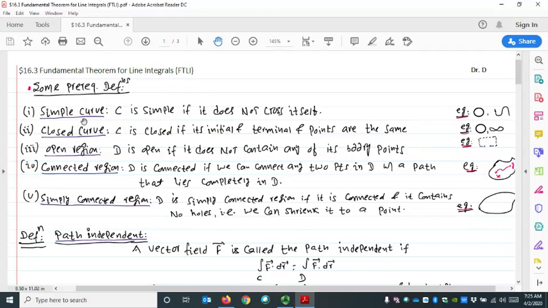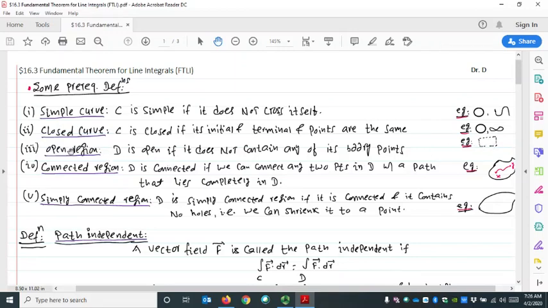Simple curve. C is simple if it does not cross itself. Here's an example. Closed curve. C is closed if its initial and terminal points are the same. Example here. Open region. D is open if it does not contain any of its boundary points.